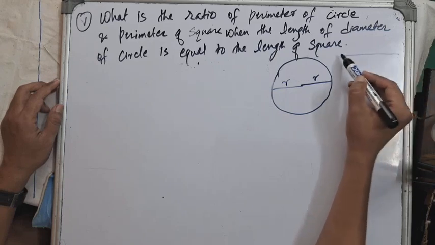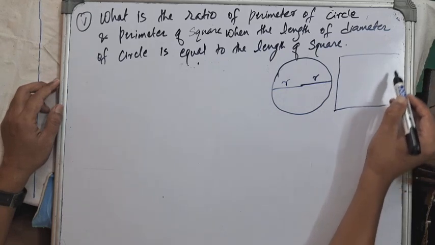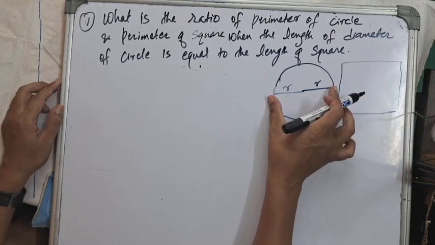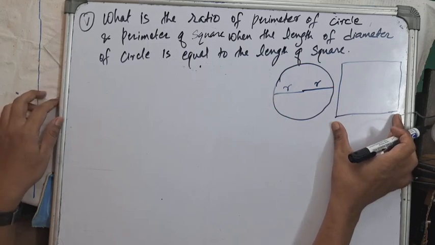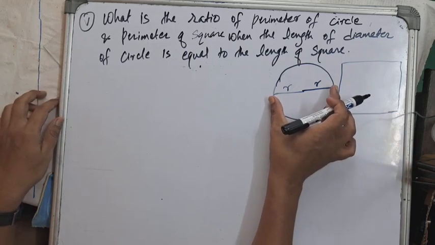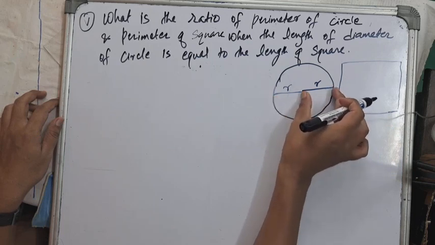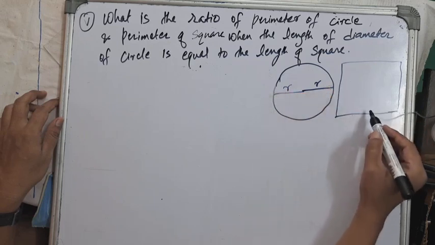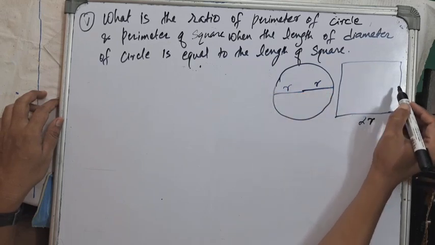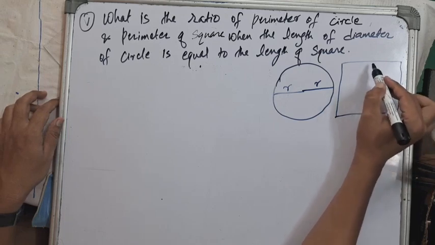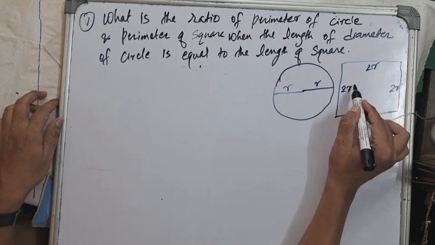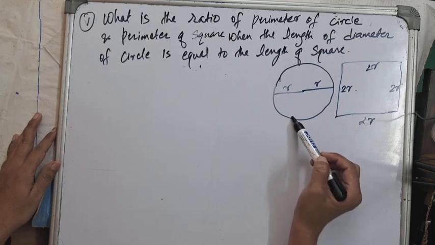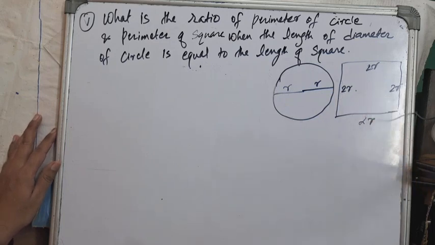We have a square here, and according to the question, each side of this square is equal to the diameter of this circle. So diameter of the circle is 2r, radius plus radius. So each side of this square is 2r. So this is also 2r. Square means all sides equal, isn't it? We are asked to find the ratio of perimeter of circle to the perimeter of square.